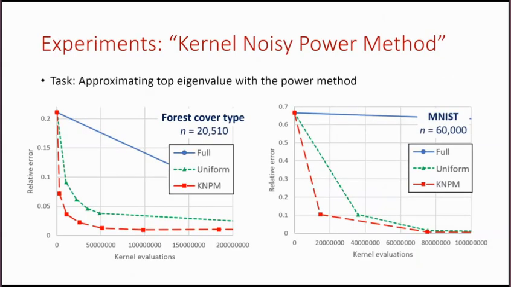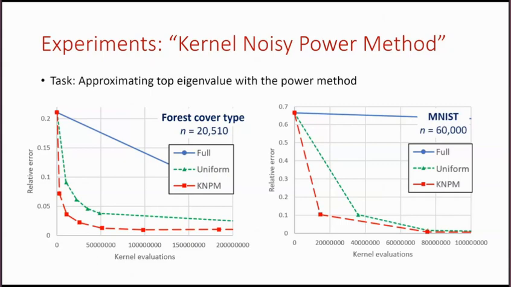Finally, let's see some experimental results. So here again, we look at the approximation of the top eigenvalue and eigenvector problem. On the x-axis, you can see the number of kernel evaluations that each one of the methods performs. So this is the number of entries of the kernel matrix that the method reads, and this is a proxy for the running time. And on the y-axis, the relative error is just epsilon from the problem definition.